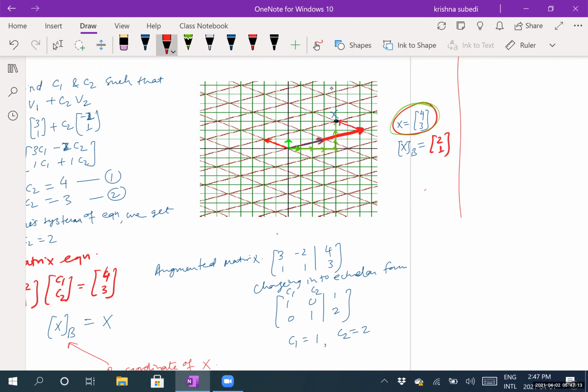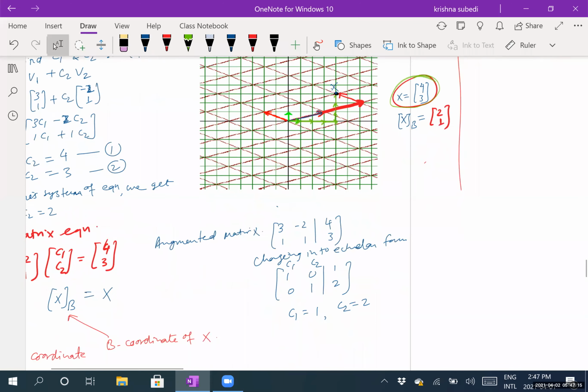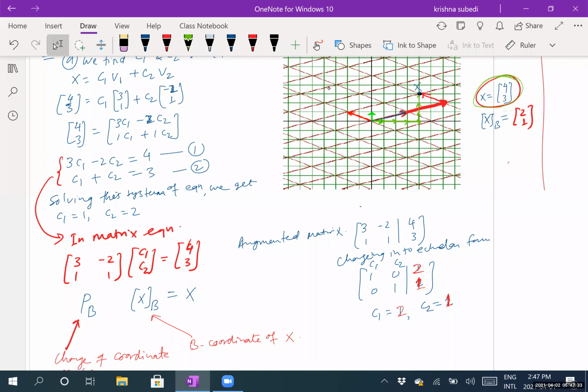Oh, by the way, this is 2 and 1, right? I think I made a mistake here. So this is 2 and this is 1. Sorry, I messed up. So C1 is 2 and C2 is 1. Okay, please make the necessary correction here. C1 is 2 and C2 is 1.